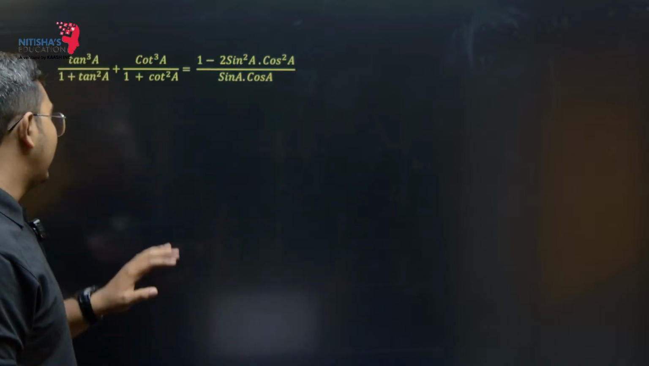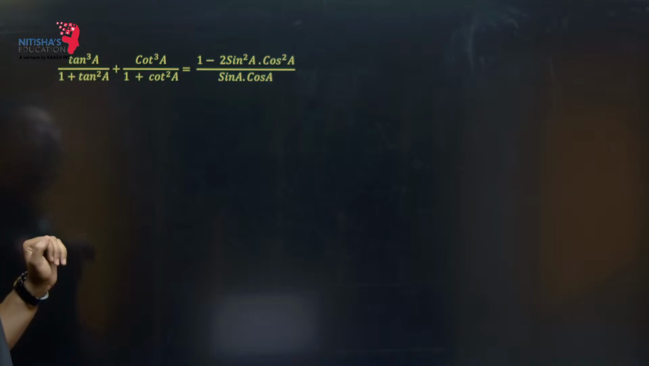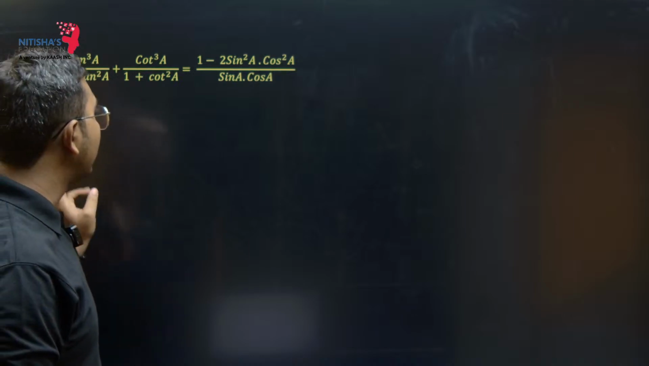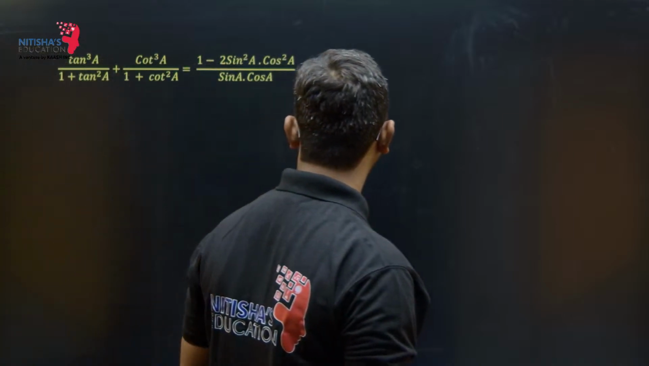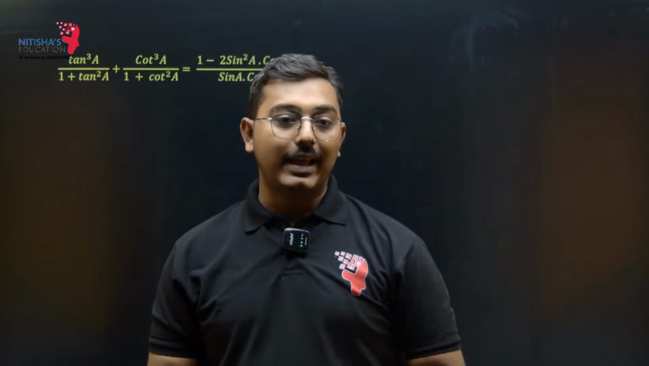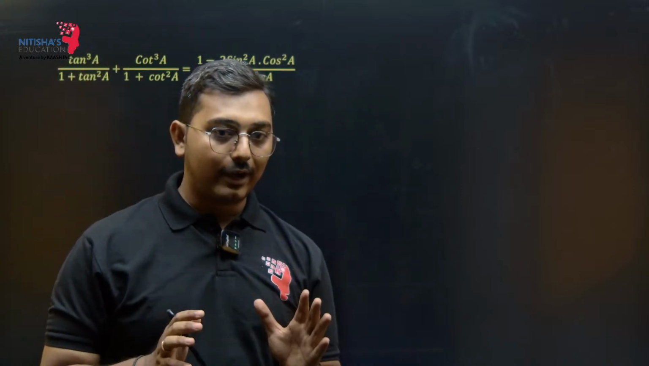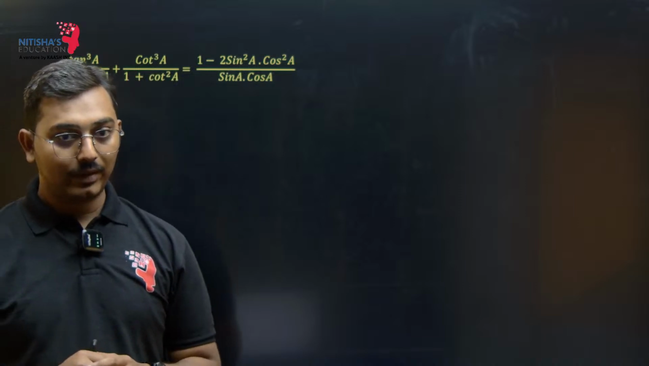Okay, let us take it as a last question. What is tan cube A upon 1 plus tan square A plus cot cube A upon 1 plus cot square A? And you have to find the solution. Let me leave it as homework to you. It is somewhat tricky, but try to solve it very mindfully.